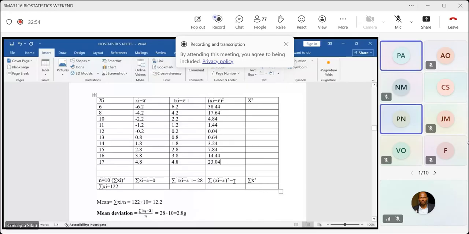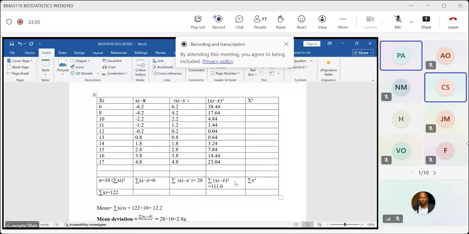What is the total? 111.6. Yes, good. Now, next we want to look at the variance.